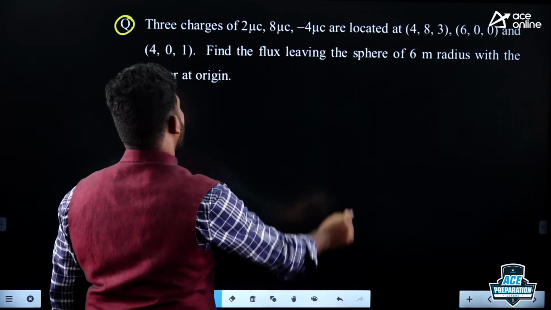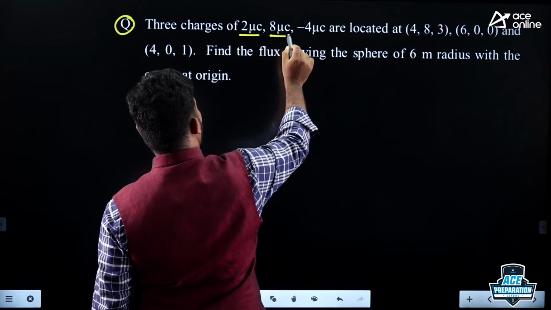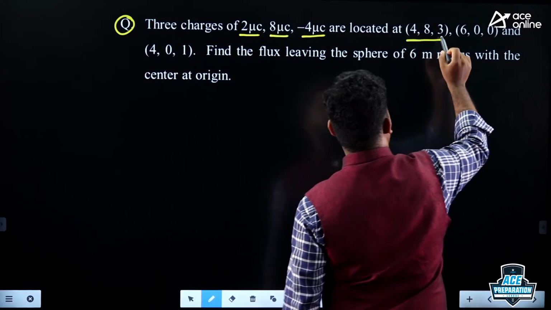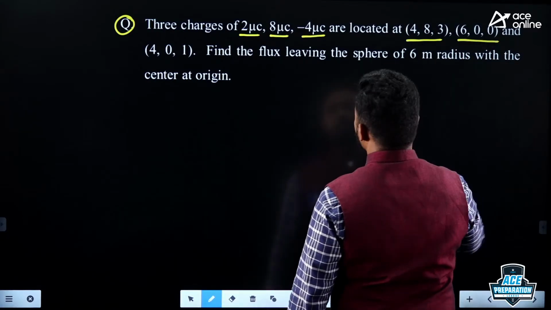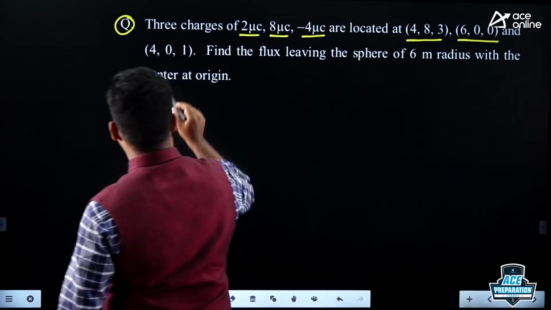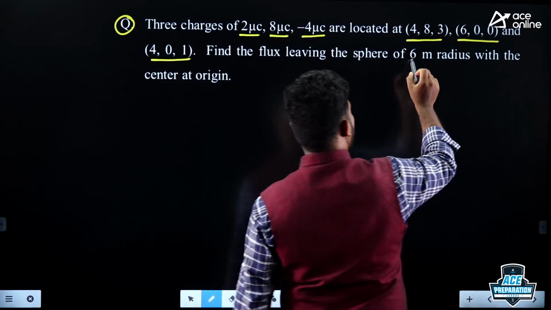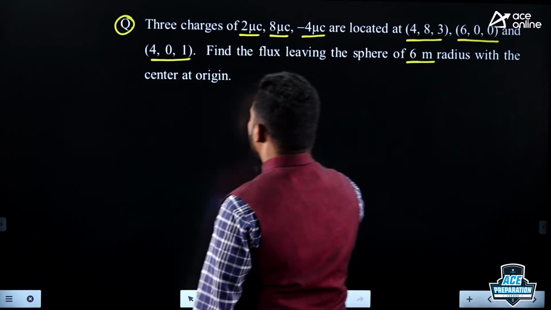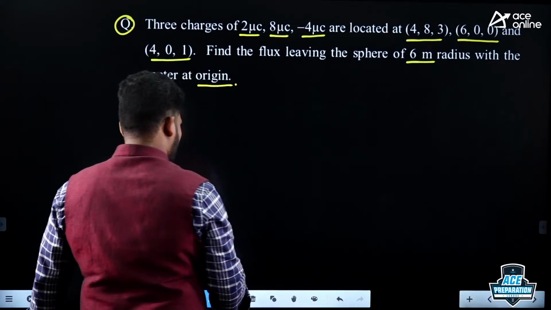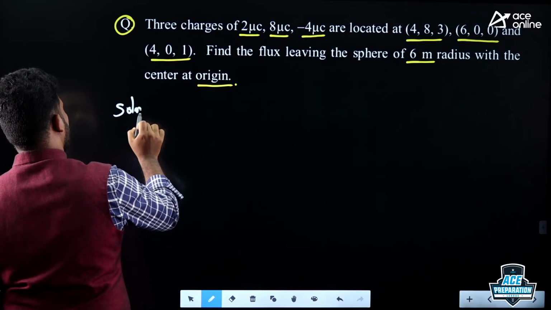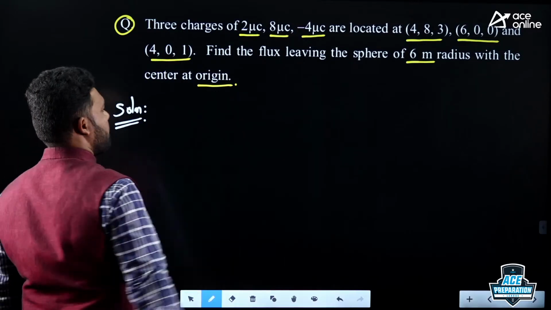Three charges of 2 microcoulombs, 8 microcoulombs, minus 4 microcoulombs are located at 4, 8, 3, 6, 0, 0 and 4, 0, 1. Find the flux leaving the sphere of 6 meters radius with center at the origin. What is the speciality of this question? Is it not the previous question? No, there is something different here.